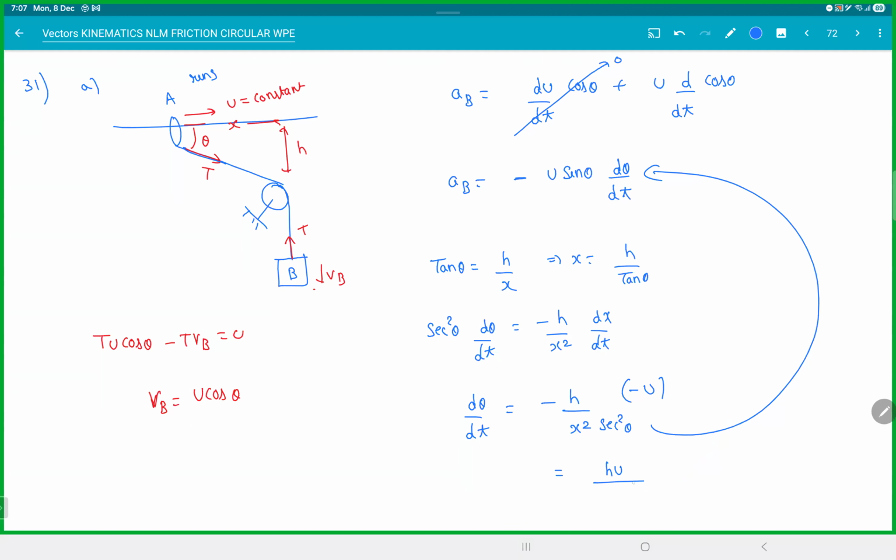This will be hu by h square tan square theta sec square theta. So that will be sin square theta by cos square theta. So you'll be ending up with u by h sin square theta. So if you take that and substitute here, I think you will end up with minus u square sin cube theta by h. That's your answer. Clear with this? The acceleration is not straightforward.